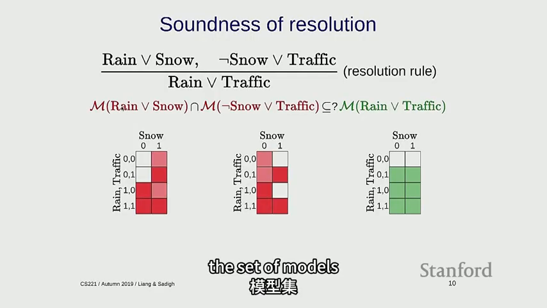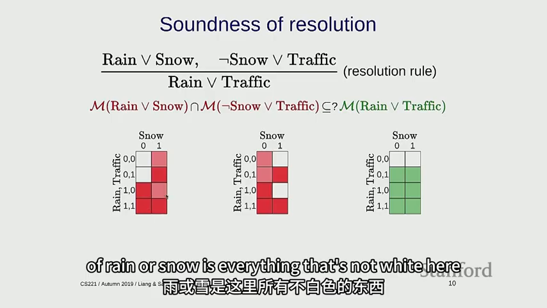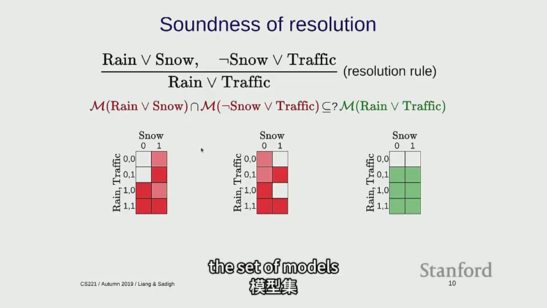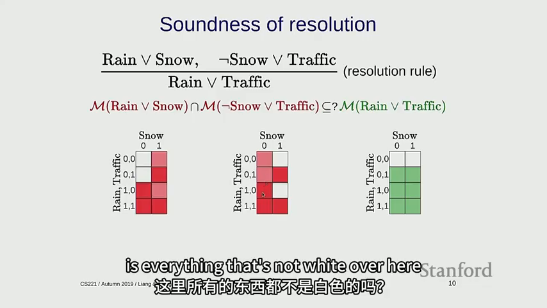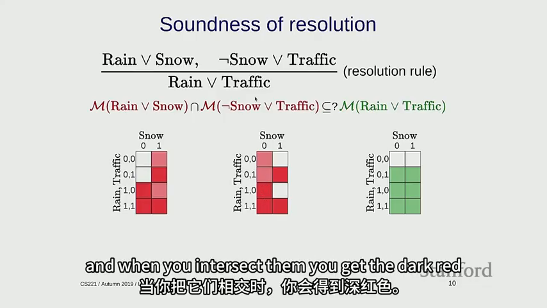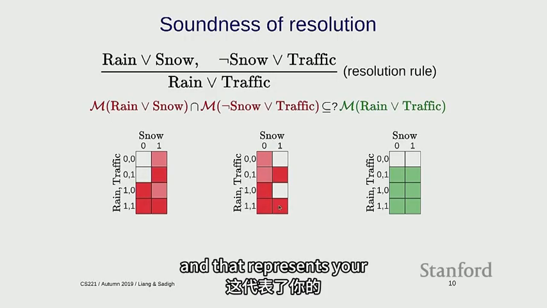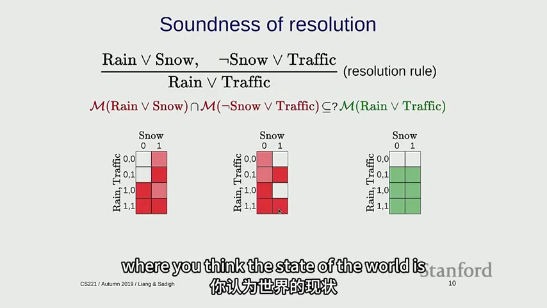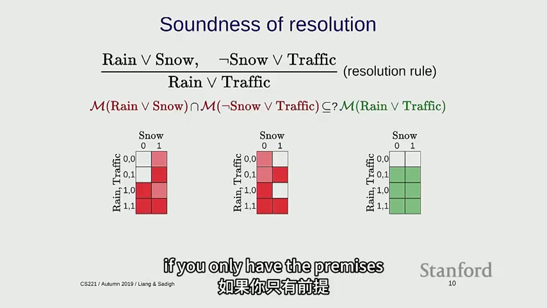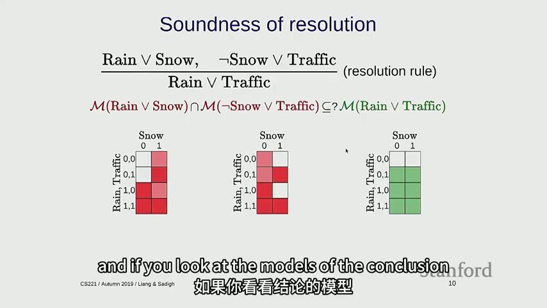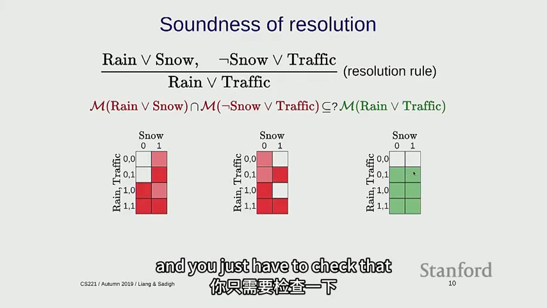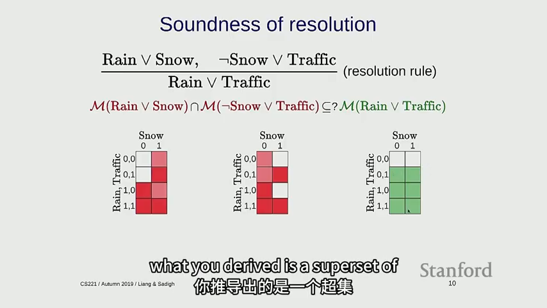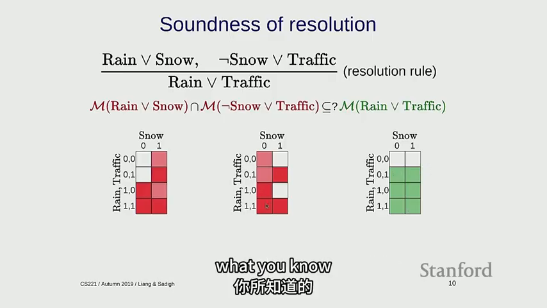The set of models of rain or snow is everything that's not white here. The set of models of not snow or traffic is everything that's not white over here. And when you intersect them, you get the dark red. That represents where you think the state of the world is if you only have the premises. And if you look at the models of the conclusion, rain or traffic, it's this green area. You just have to check that what you derived is a superset of what you know.